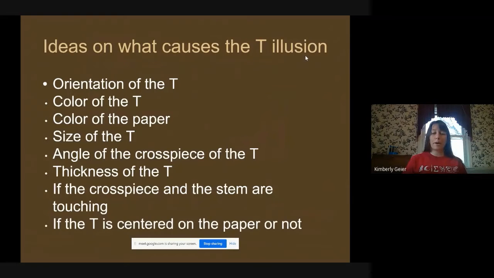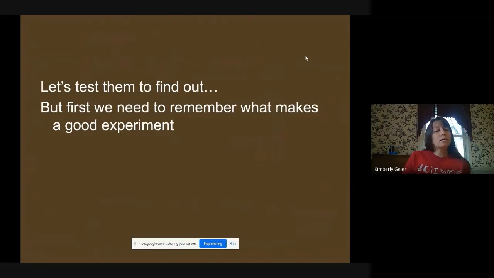What if it's about that T being centered on the paper or not? What if it was over in the corner? So all of these things could be what causes the illusion. And you might have even thought of even more things that cause that T to be an illusion. So let's test them. This is science. We can do experiments to figure out, do any of these matter? Do they make a difference? But first, we need to remember what makes a good experiment.